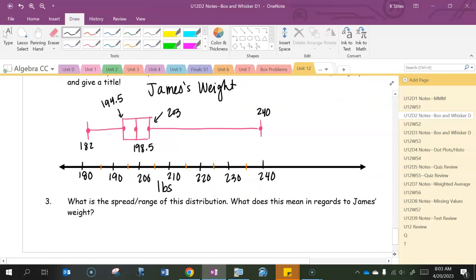What does this mean in regard to James's weight? So remember, to find our spread or our range, we're just taking 240, that's our max, and we subtract our min. And 240 minus 182 is 58, specifically 58 pounds. And again, this is the difference between his min and max weight.